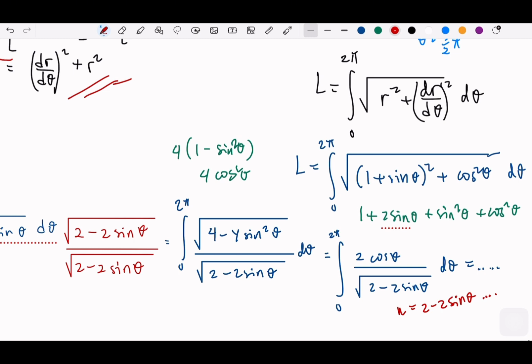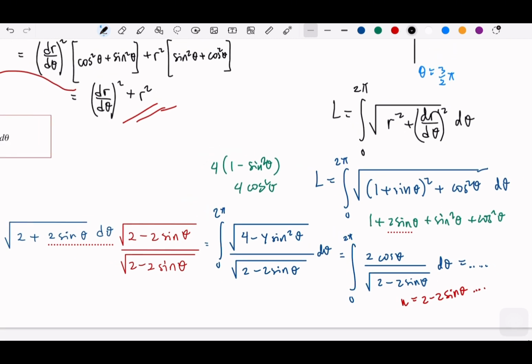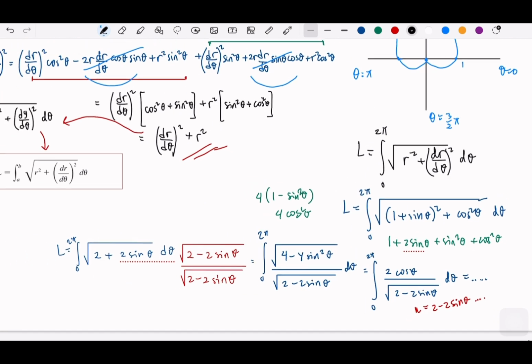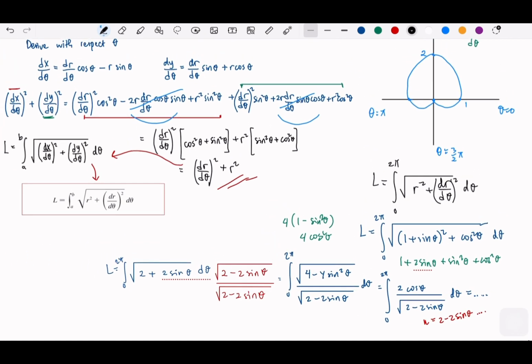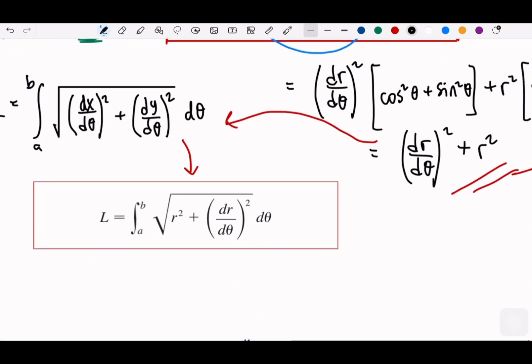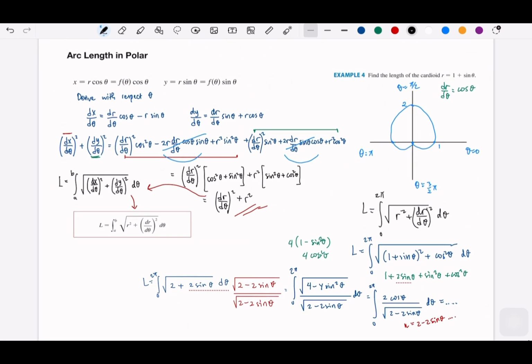Now let's continue. So arc length is quite short, not really that much here. So I think you could just focus on this formula, and you can work with all the arc length in polar.